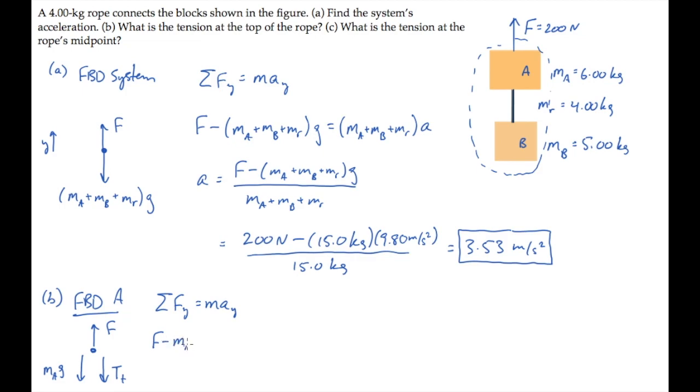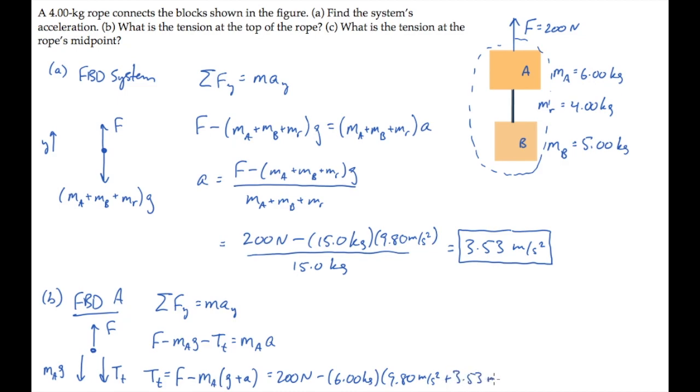The left-hand side comes from the free body diagram. The force F is positive, the other two forces are negative, and they equal the mass of A in this case, because that's what our free body diagram was of, times the same acceleration we just calculated. Solve this for the tension at the top of the rope, and substitute all the known values. To find that tension is 120 newtons.